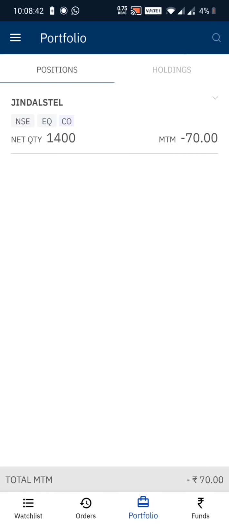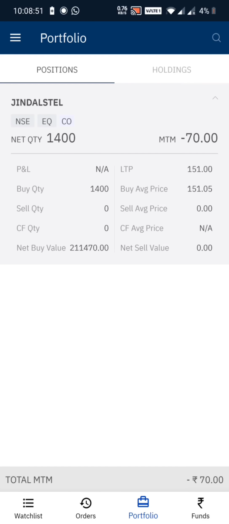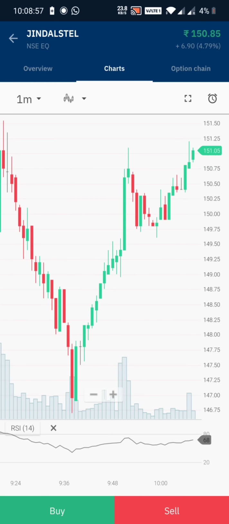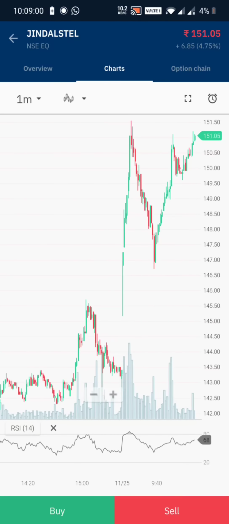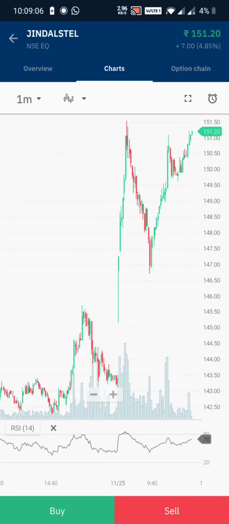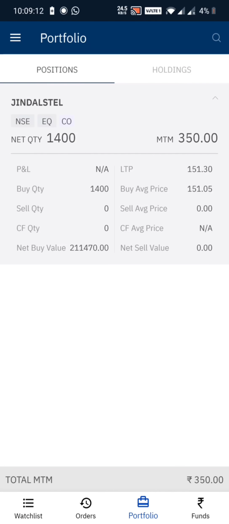So I've just taken a quantity of Jindal Steel. Observing the stock, it took a dip down and then just came up. The question is, can it break its own previous high? I took it around 151.05. So 50 paisa is 0.3%. So 151.55 is my target for this particular trade.